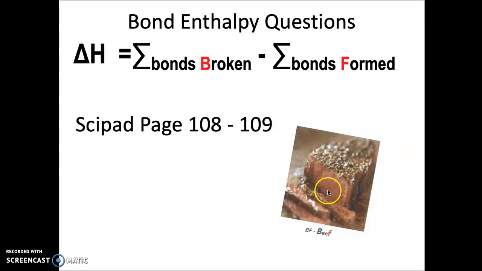Now, the reason you've got a big hunk of beef here is you do need to remember the order. That is the sum of the bonds broken, so B for beef, minus the bonds formed, and hence the F there. A little bit of humour.